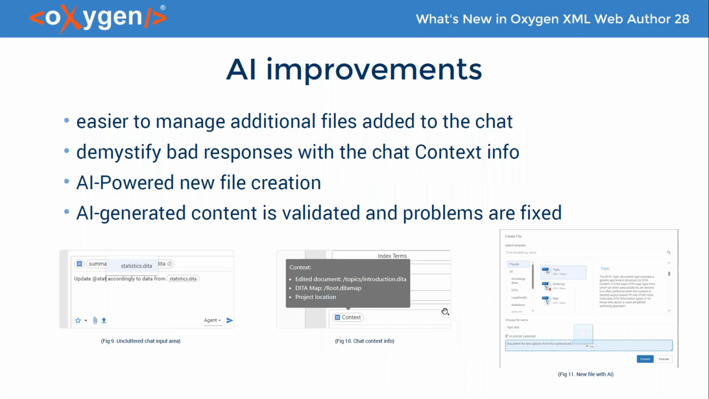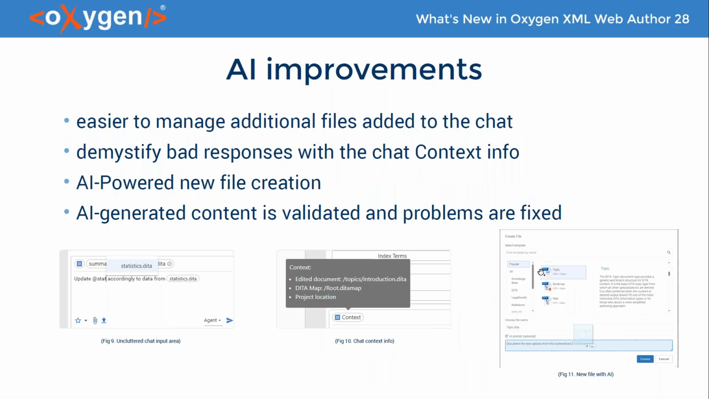Another interesting feature is that this context chip that appears above the chat input, when you hover over it, the tooltip will present the most important information that will be sent to the AI, so that you can anticipate what you can ask the AI to do, or what the AI knows about your project or about your editing context.